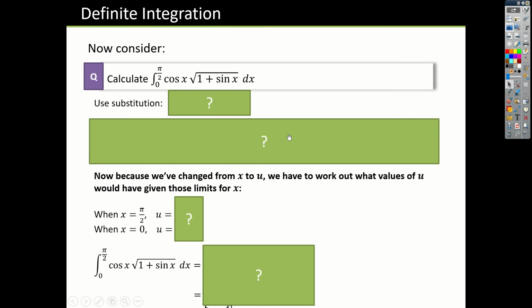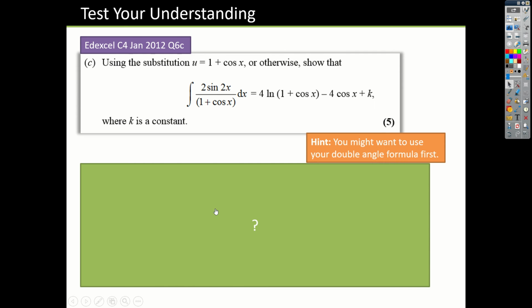Otherwise, do make sure that you're looking at this example on Dr. Frost so you know exactly what to do if you've got bounds on your integral. Okay, they have to change as well. But if you want to sit through this video, then you can watch me go through it as well.